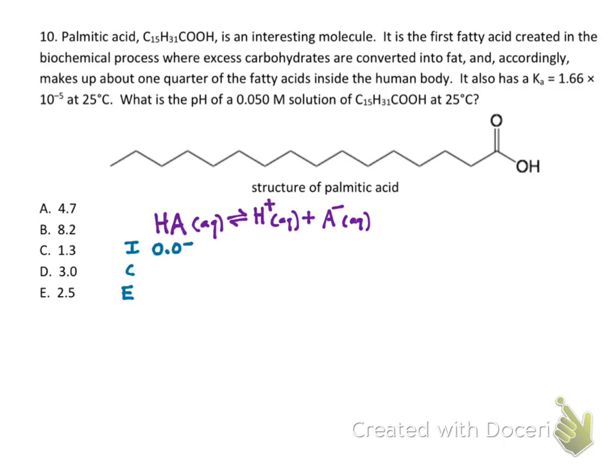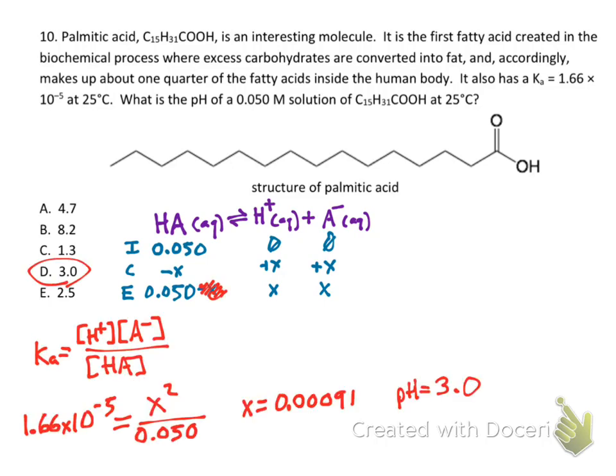ICE, then plug in what we know. We have a 0.05 molar solution. We're starting with 0 H+ and 0 A-. Our change is minus X, plus X, and plus X. So we end up with 0.05 minus X, 0 plus X is X, and 0 plus X is X. Okay, now we are halfway there. Now we need to write out our equilibrium expression. Ka is equal to products over reactants.